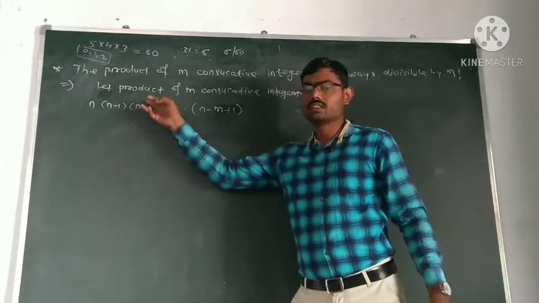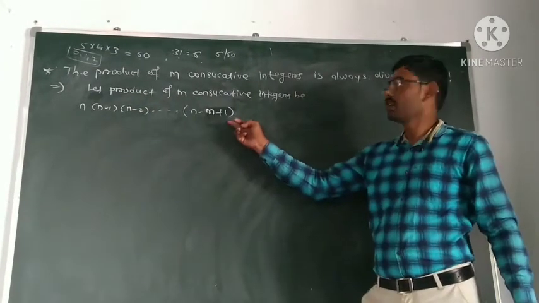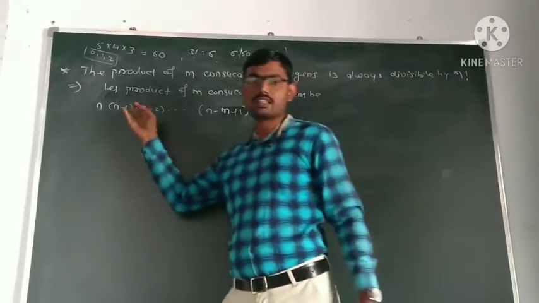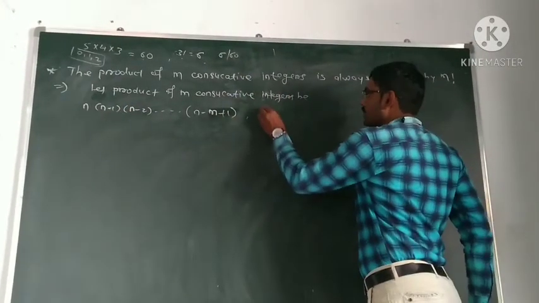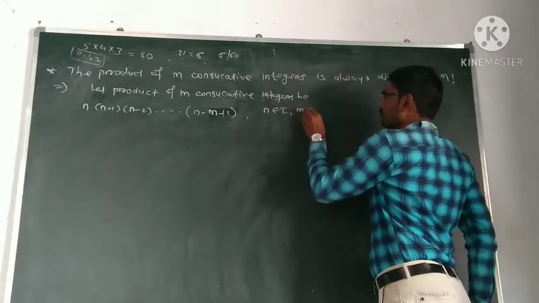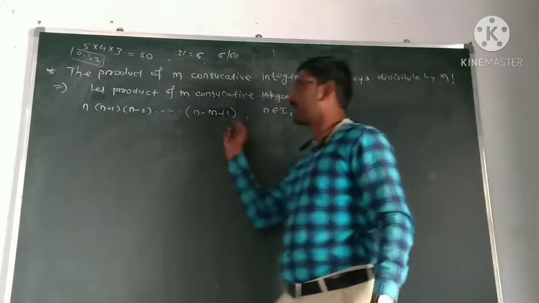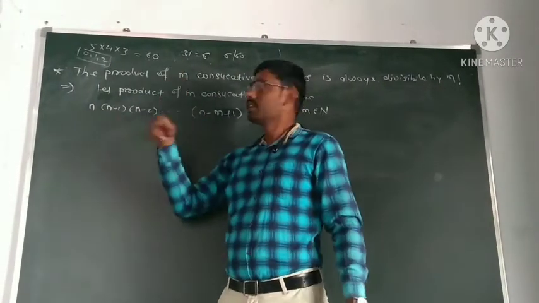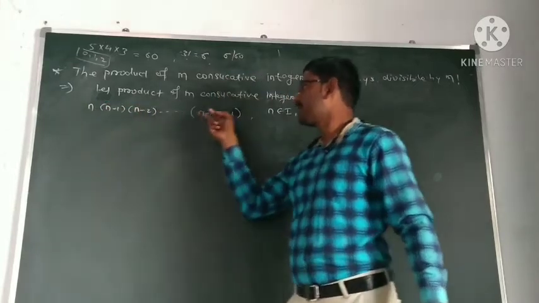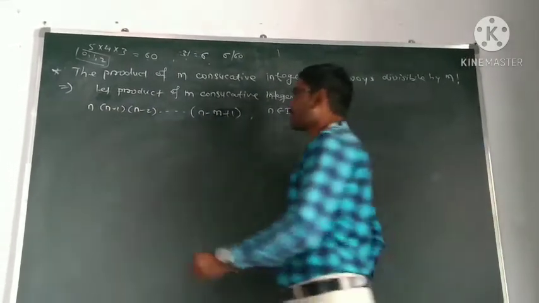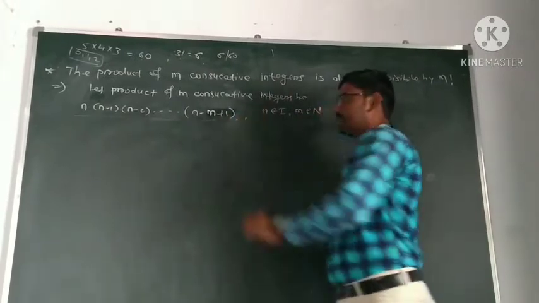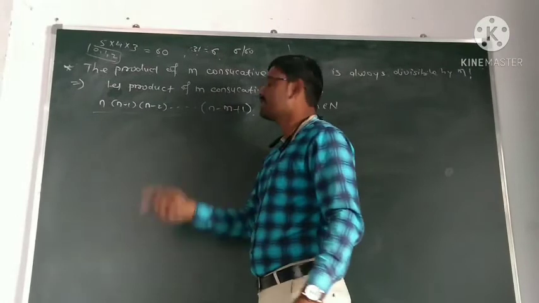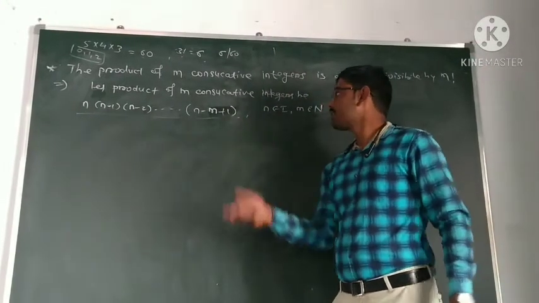So this is the product of m consecutive integers, where n is an integer and m is a natural number, because they are consecutive integers. Here 5 into 4 into 3 is like n into n minus 1 into n minus 2, and so on. So there are two numbers, one is n, the other is m. We will prove this theorem in some cases.